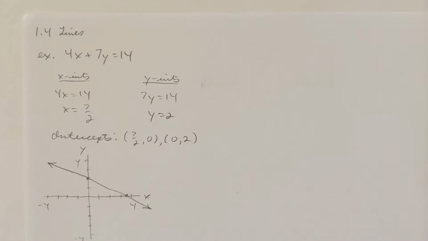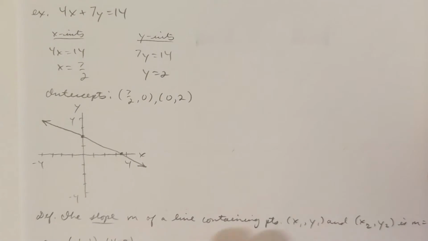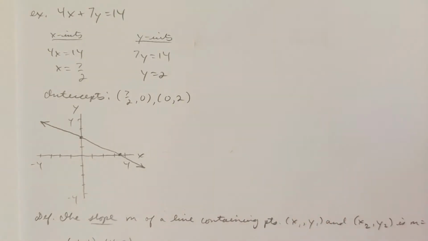But for example, let's look at 4x plus 7y equals 14. The x-intercept: 4x equals 14, so x equals 7/2. The y-intercept: 7y equals 14, so y equals 2. The intercepts are at (7/2, 0) and (0, 2). So then I can plot the two intercepts there and draw my line as best I can.